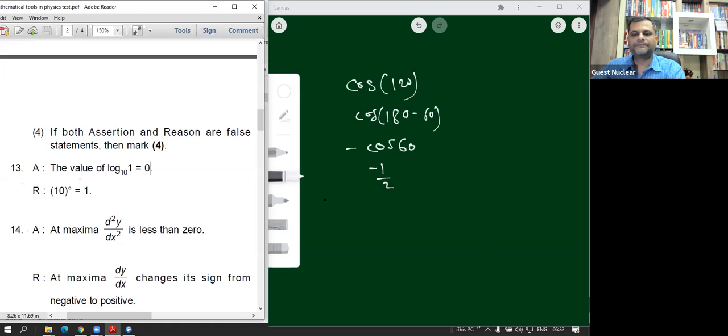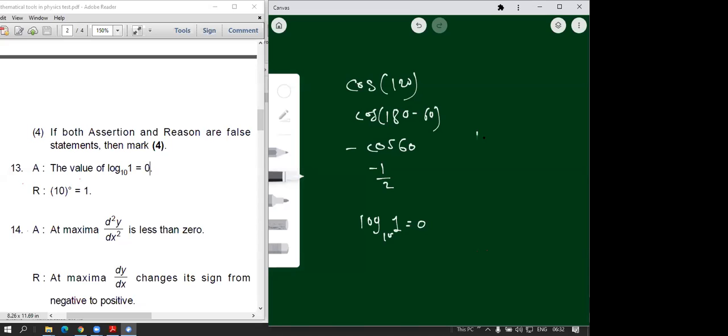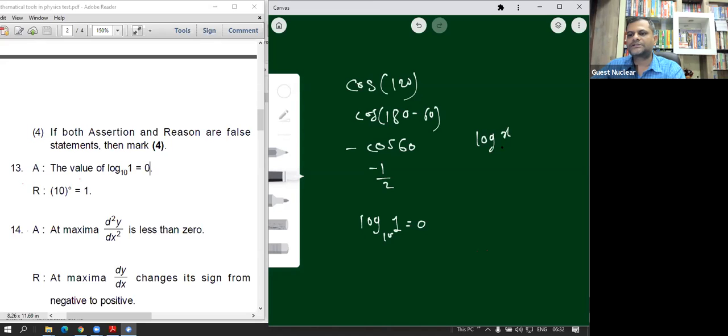So log of 1 to the base 10 is equal to 0. Why? Because what is the definition of log? If we say that log of x to the base b is going to be a, it means that b raised to a must be x. Okay, so here log of 1 to the base 10 is 0 because 10 raised to 0 is equal to 1. So here the assertion is correct, the reason is also correct, and this reason is the correct explanation of the assertion, therefore the answer here will be 1. 1.